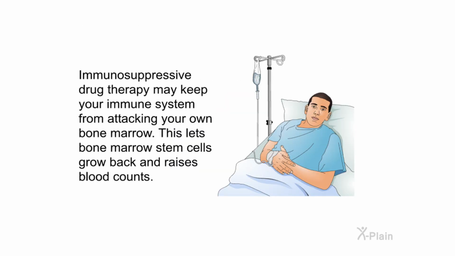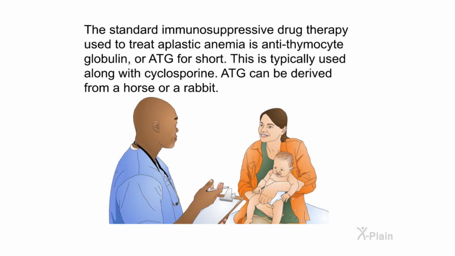Immunosuppressive drug therapy may keep your immune system from attacking your own bone marrow. This lets bone marrow stem cells grow back and raises blood counts. The standard immunosuppressive drug therapy used to treat aplastic anemia is anti-thymocyte globulin, or ATG for short. This is typically used along with cyclosporine. ATG can be derived from a horse or a rabbit.